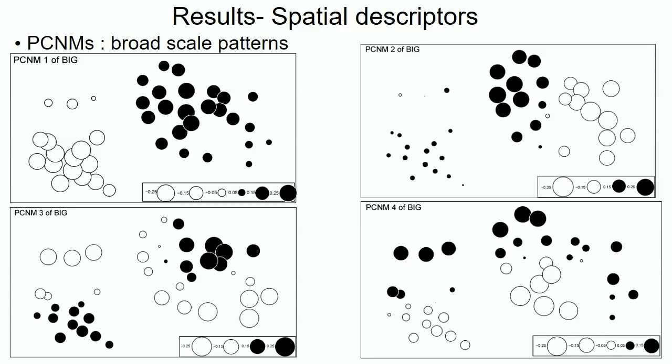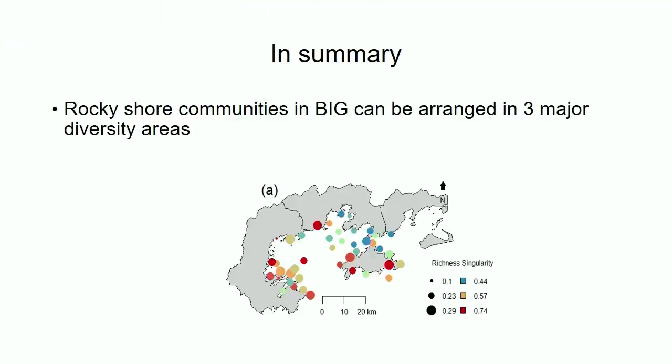I mean, this one is the biggest one. It separates the bay into two big groups of points. And this one is a little bit more intricate, and so on and so forth. So in summary, what we found was that rockshore communities in the bay can be arranged in 3 major diversity areas.